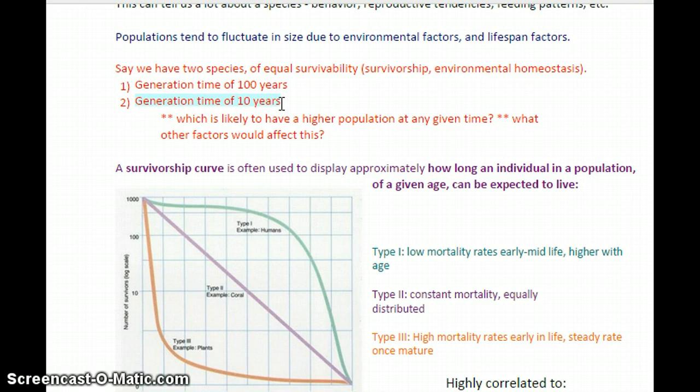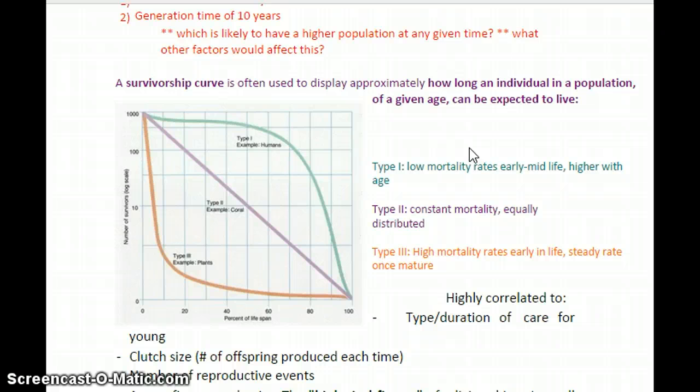So which of them is likely to have a higher population at any given time? Again, assuming that they're equally able to survive in their environments. Naturally, you would think number two, right? So generation time of 10 years means that they're going to be having babies so much more frequently than the first one, that they're going to have a higher population. So that's just to show that the generation time is an important factor of estimating population.